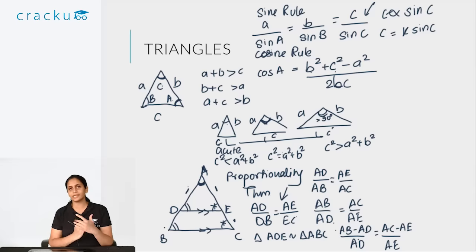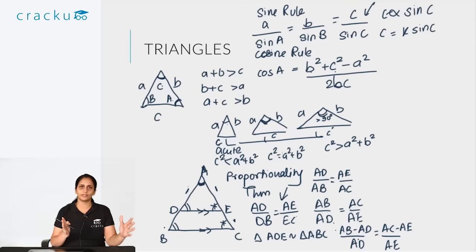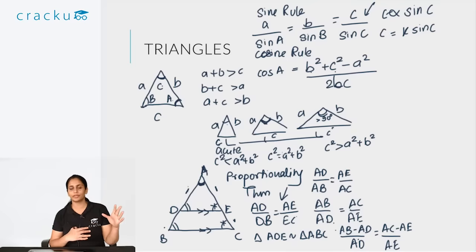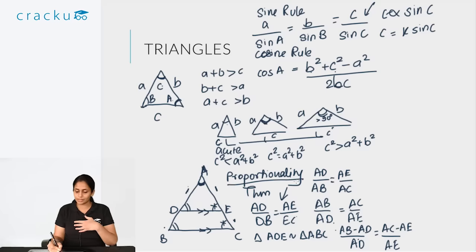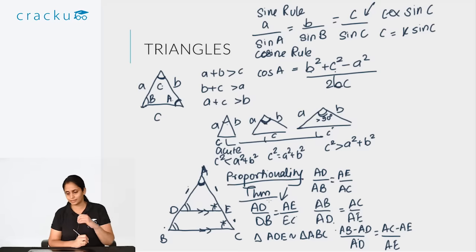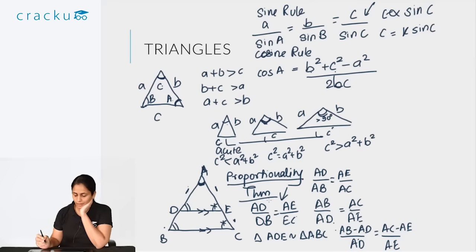So whenever you see that any side of a figure is parallel to any other side of the figure, like for example, one side of a triangle is parallel to a side of another triangle, then you can use this concept to figure out ratios of areas, etc. So remember this theorem whenever you see parallel sides. Now, another theorem that is useful in solving questions on triangles is the Apollonius theorem.